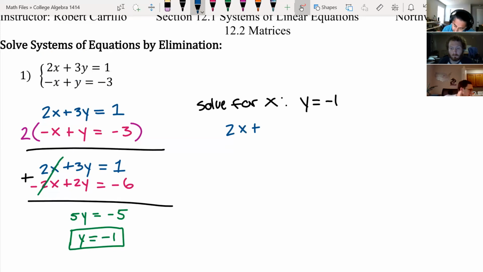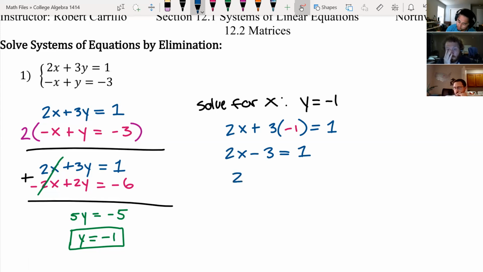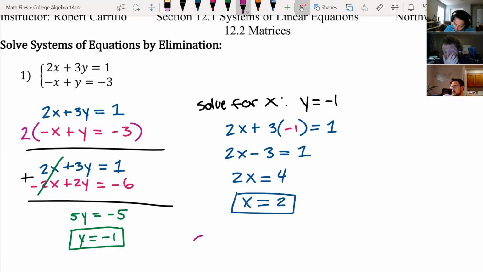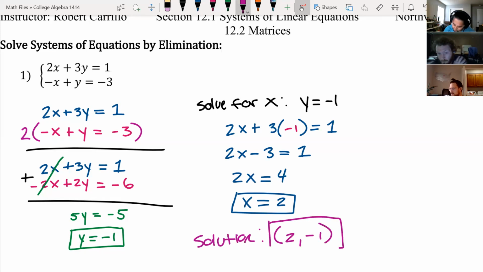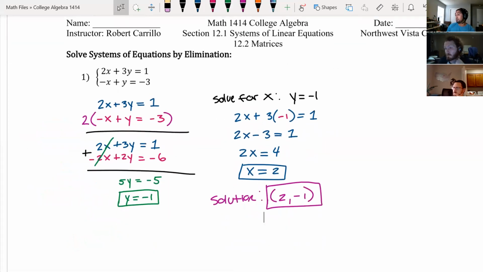All right. So you get 2x plus 3 times -1 equal to 1. And then 2x minus 3 equals 1. Add the 3 over. 2x equals 4 and x equals 2. And there it is. So our solution is the point 2, -1. Okay, and that is elimination method.